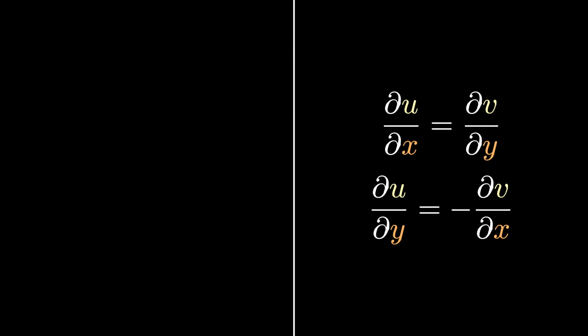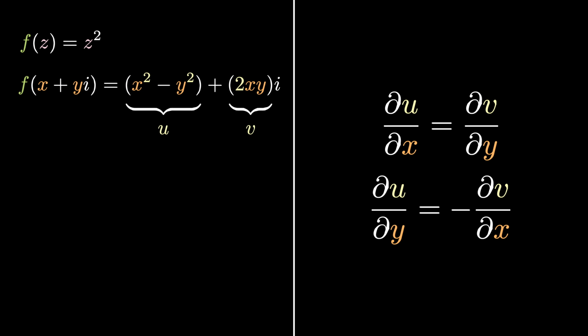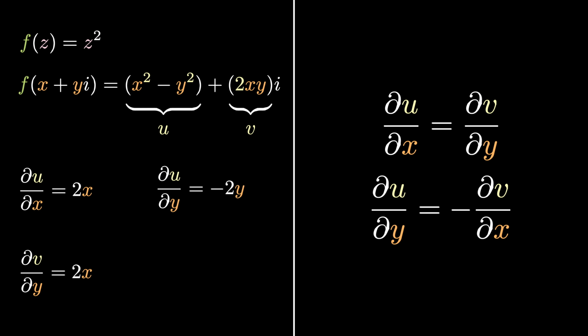Here, an example helps. Consider f of z is equal to z squared. Plugging in x plus yi and doing the algebra, we get x squared minus y squared plus 2xy times i. Let's check if it satisfies the Cauchy-Riemann equations. The partial derivative of u with respect to x is 2x, and the partial derivative of v with respect to y is 2x, and they're equal. The partial derivative of u with respect to y is negative 2y, and the partial derivative of v with respect to x is 2y, which is its negative. And so we've shown that z squared is holomorphic.